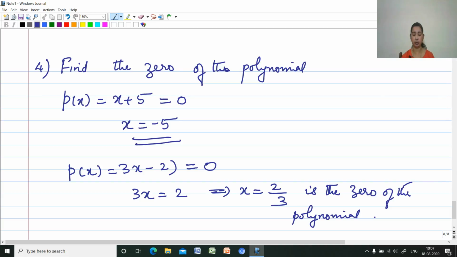Hope you understood what is the zero of the polynomial, what are polynomials. So try to do the exercise problems completely and revise all those things what all I have taught today.